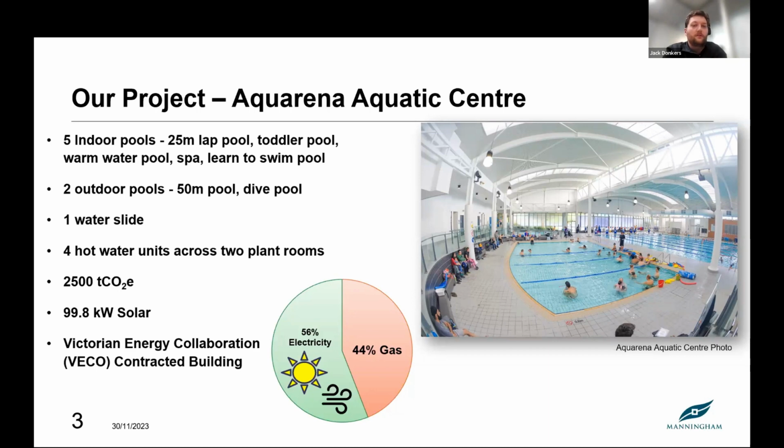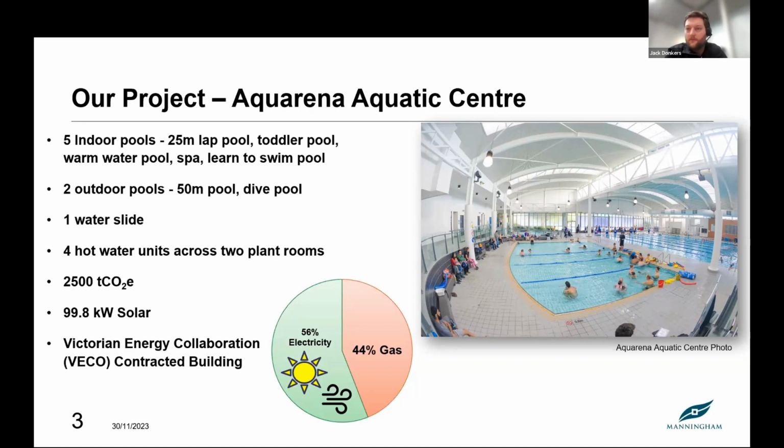4 hot water units across 2 plant rooms for the site. It has about 2,500 tons of CO2 emissions, 99.8 kilowatt solar on the roof, and it is part of the Victorian Energy Collaboration, or VECA, contracted building, which basically means we are running all of our grid power from green wind power.